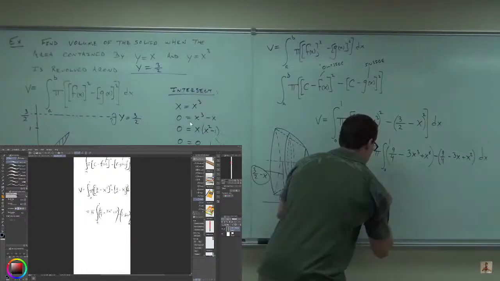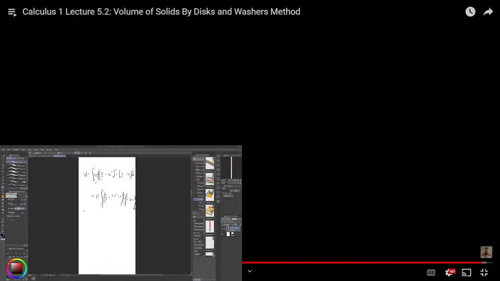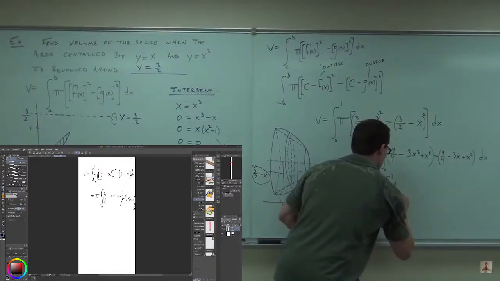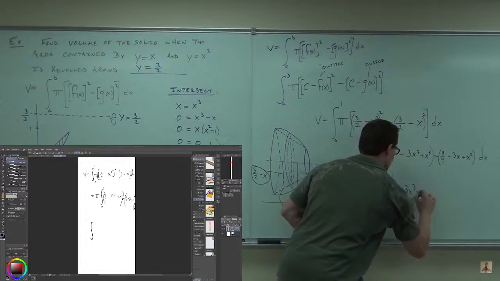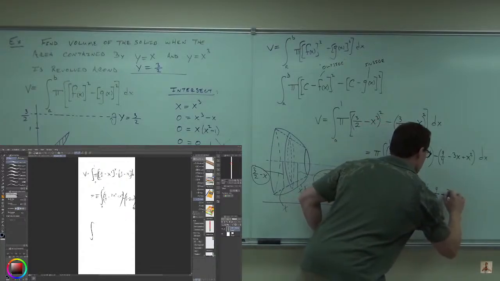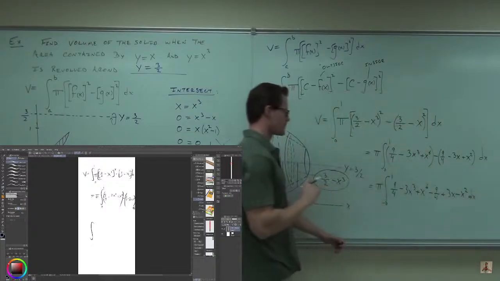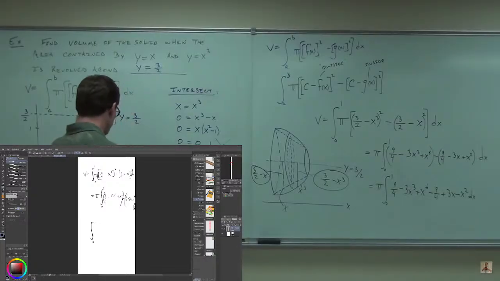Can you see that far? 9/4 minus 3x cubed plus x to the 6th. Then minus, in parentheses, 9/4 minus 3x plus x squared. Yeah, you know what? We are going to do that. We're going to distribute the negative. We're going to look to see if we can combine anything after that. We have 9/4, minus 3x cubed, plus x to the 6th, minus 9/4, plus 3x, minus x squared, dx.